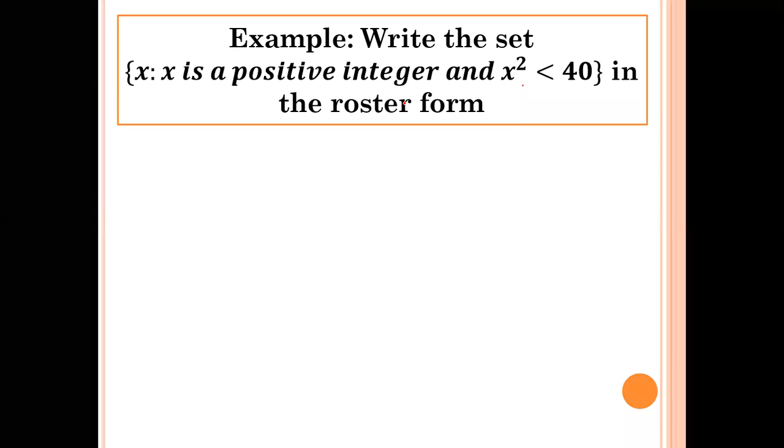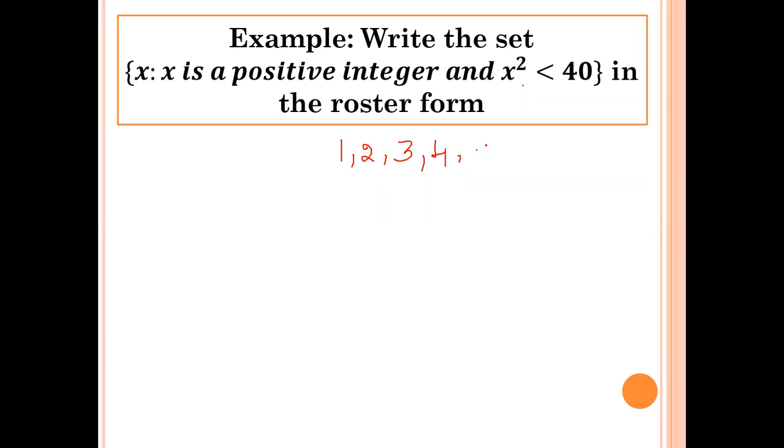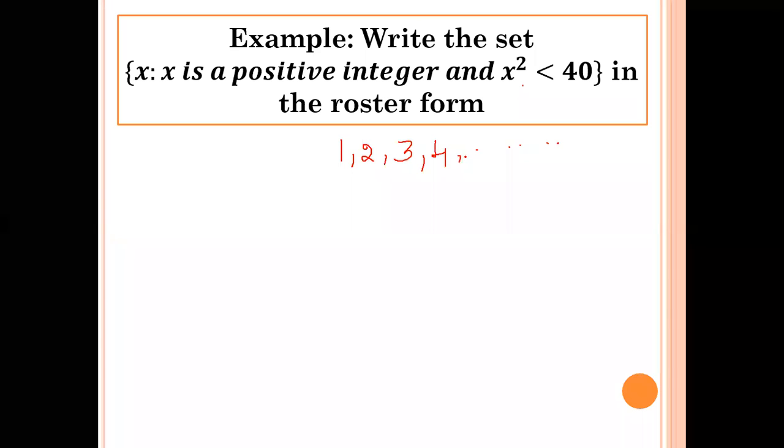Positive integers: 1, 2, 3, 4. Yes, these are positive integers. 0 does not come under positive integers, Sonal. Positive integers start from 1. So 1, 2, 3, 4 and it goes on. Now these are positive integers. Now you have to write only those positive integers.